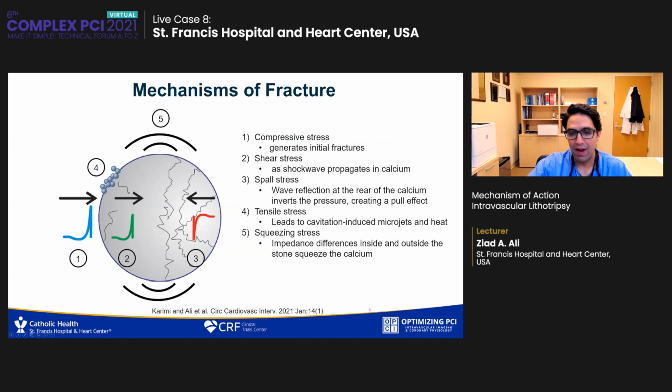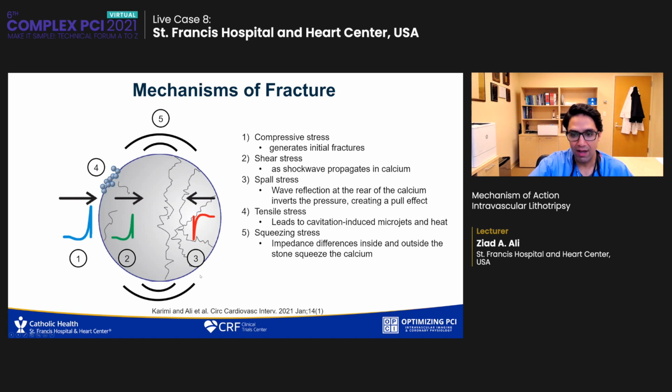Now, the mechanisms of fracture that happen in extracorporeal shockwave lithotripsy and in intracorporeal IVL are multiple. The most important one in shockwave is the compressive stress. That's the initial wave that actually hits the calcium and compresses it, leading to fractures that usually occur in a linear fashion. After that, you have a secondary wave that propagates through the calcium, creating a shear stress. That then hits the back wall and creates a spall stress and pushes the calcium back from the back wall inwards, sort of compressing it from the other end.